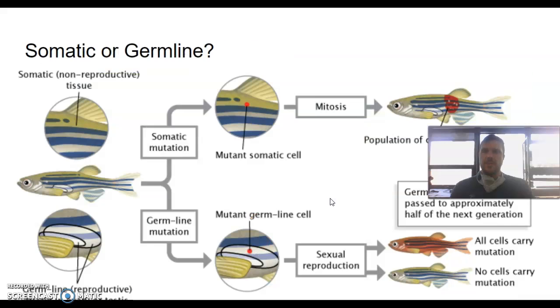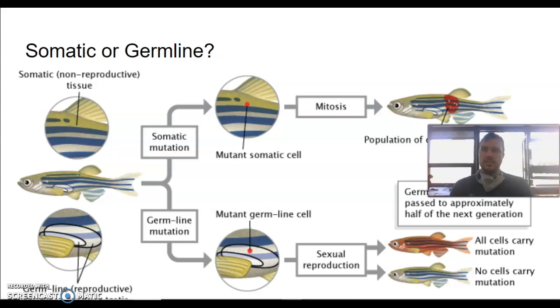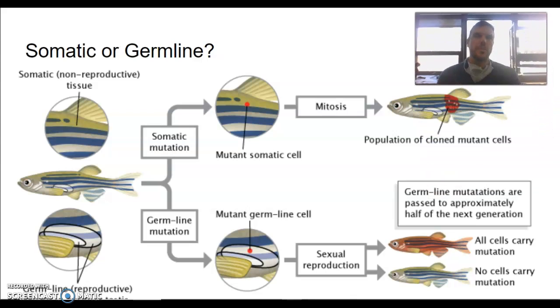First question that's probably important to ask is, is a mutation somatic or is it a germline mutation? The difference between those things is huge. Somatic means any cell other than the reproductive cells. Germline means only cells that are involved in reproduction.